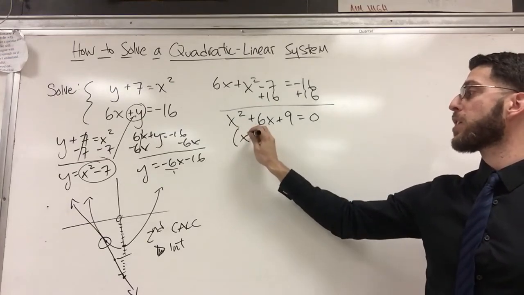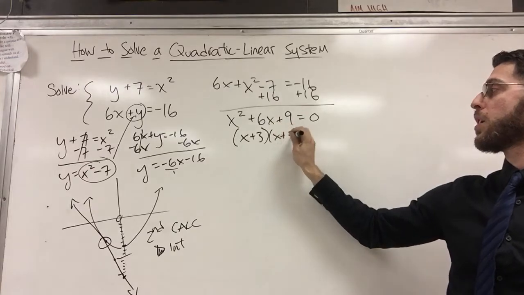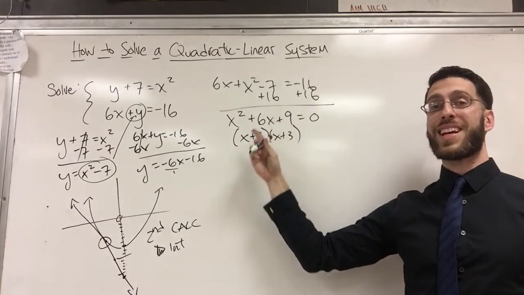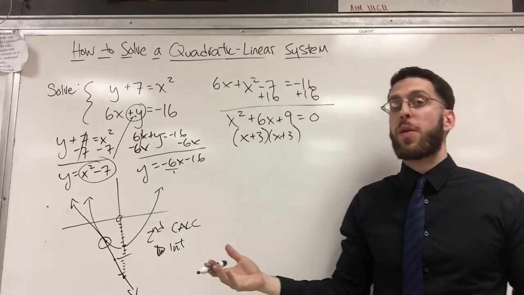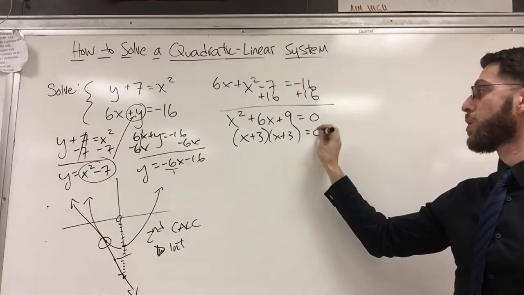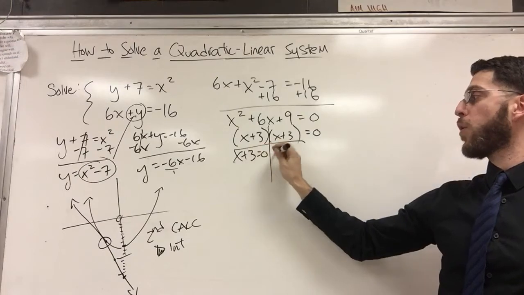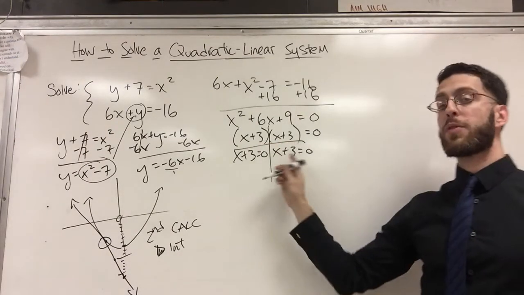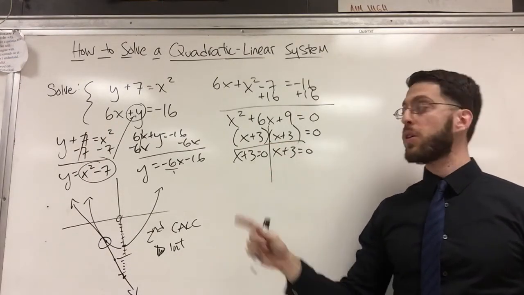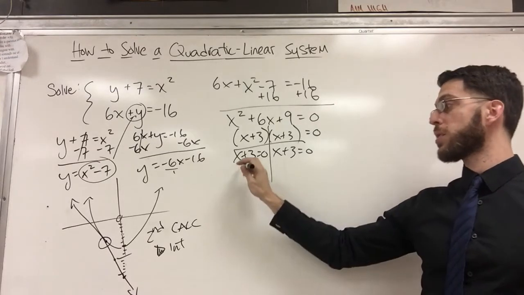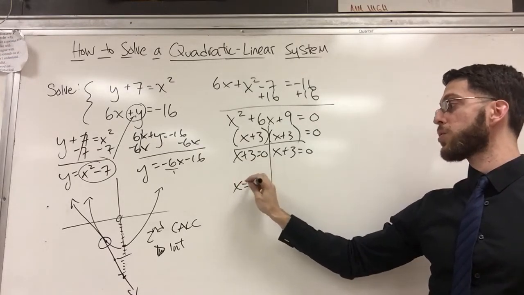Alright, I know that x plus 3 times x plus 3 gives me x squared plus 6x plus 9. It's actually a perfect square trinomial. It happens to be that way, not always the case, equals 0. Then I have my t-chart. Either this side equals 0 or this side equals 0. I've created 2 linear equations now, one-step linear equations. Subtract 3 on both sides, and I'm going to get x equals negative 3.